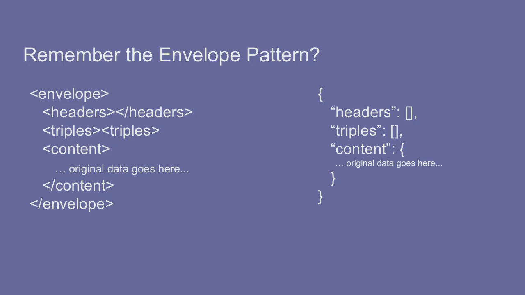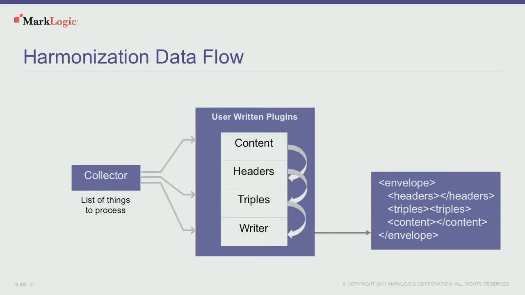All right, so just for refreshing our memory, here's the envelope pattern. And I'm bringing it up again because I'm going to talk about the little sections in it, the headers, the triples, and the content. That is because the Data Hub is designed to build an envelope. This is what we call a harmonization data flow. And a data flow is the process of taking a batch of information and converting it into envelopes. So the first phase of this is something we call a collector. This is a piece of code that gets written, and it simply returns a list of things to process. It's really strings, but it can be anything. It could be the URI of a document.